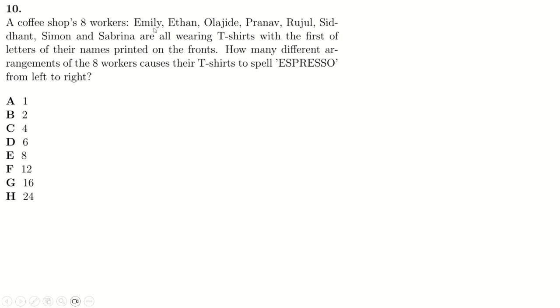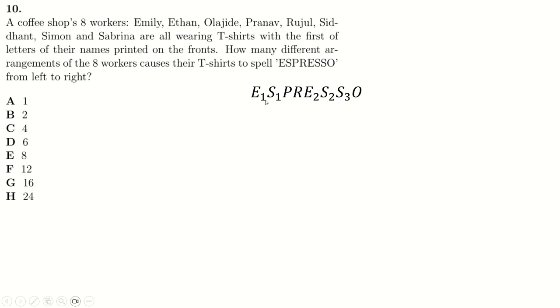Anyway, 8 people, all of these people, wearing t-shirts and spelling this. Now, the key here is understanding that person P and R and O can't go anywhere. Like they're stuck in place, right? The E's and the S's can move around. So you've got one person E1, so this is Emily, and E2 is Ethan. And likewise with the S's, S1 might be Sedant, and S2 might be Simon, and S3 might be Sabrina.